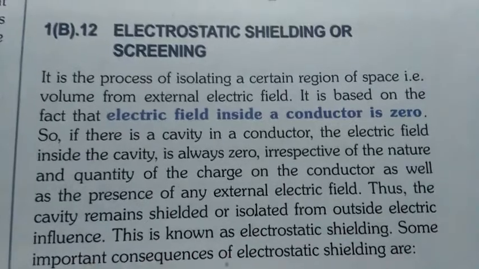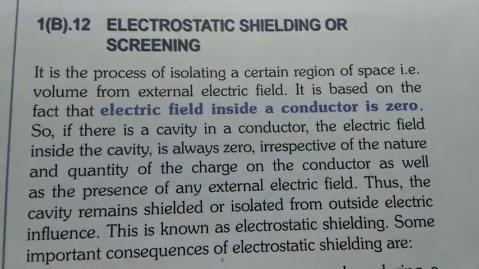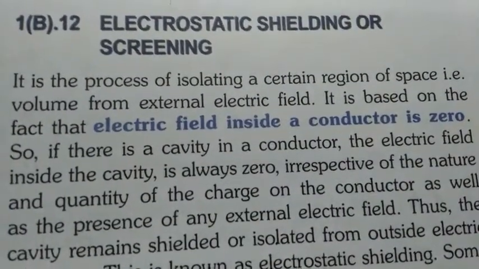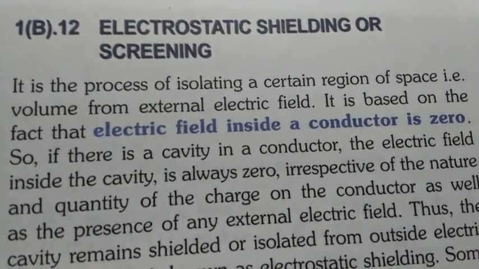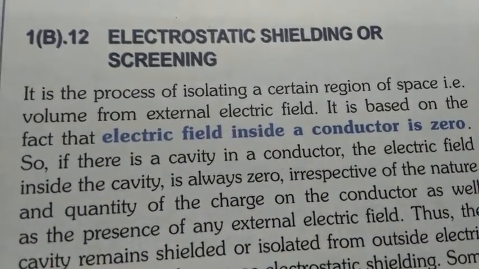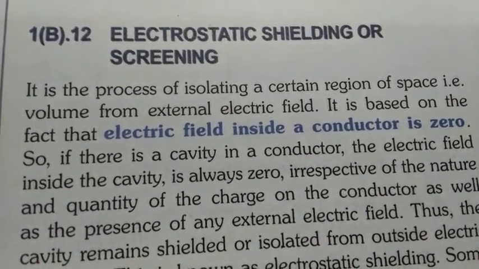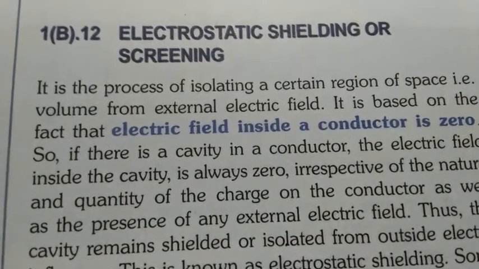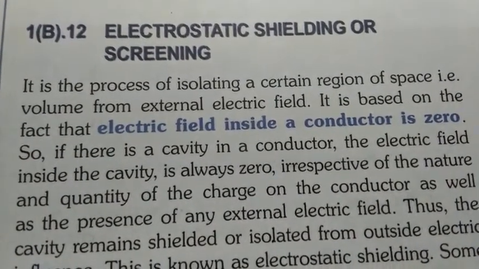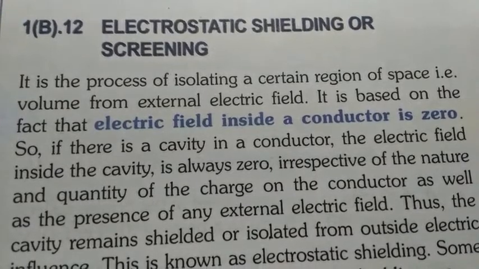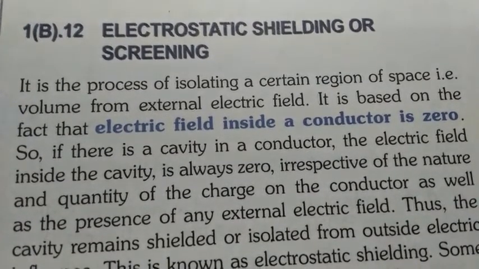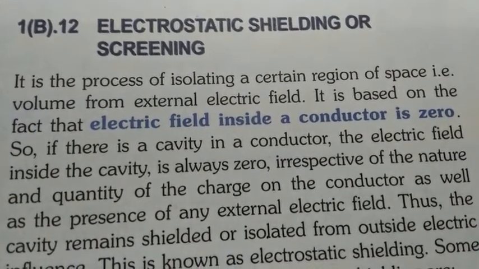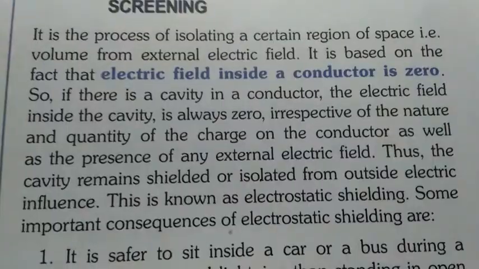Now the next topic which we will discuss today is electrostatic shielding or screening. So what do you understand by a shield? Shield means something which protects you or hides you from something. Shield means from the other side of the shield nothing will be there. So in electrostatic shielding, it is a process of isolating a certain region of space, that is volume, from the external electric field. It is based on the fact that the electric field inside a conductor is 0.